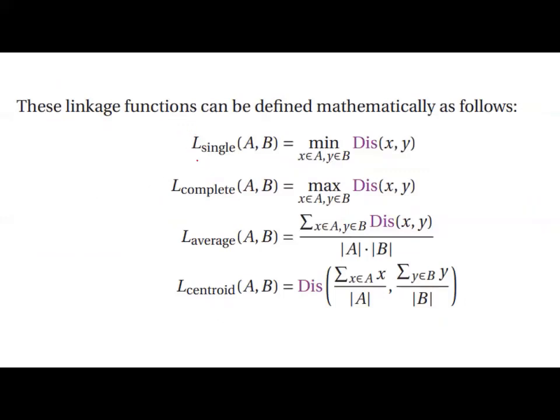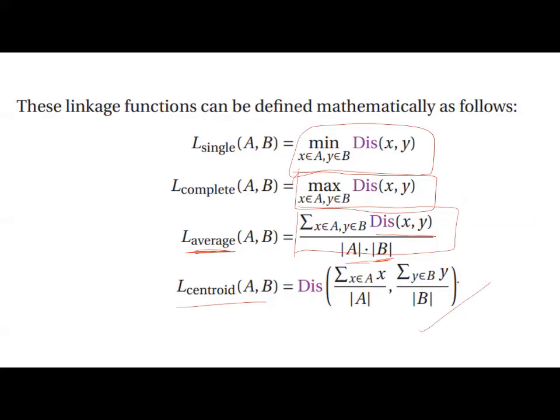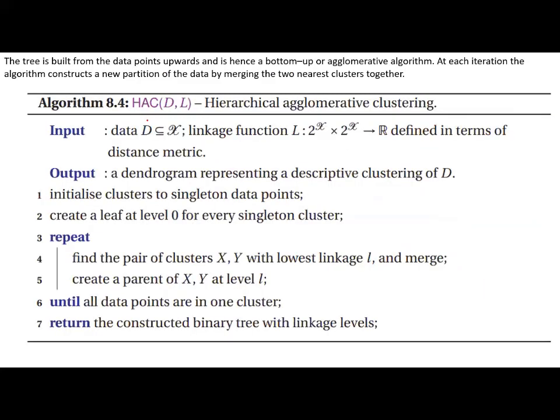Mathematically, these can be shown like this. Min of distance(x, y). Max of distance(x, y). And sigma, because we are calculating the average: sigma over x in A, y in B of dist(x, y) divided by cardinality of A times cardinality of B. For centroid, you calculate the average of each cluster, this average and this average. This is called centroid. So let us see an algorithm.